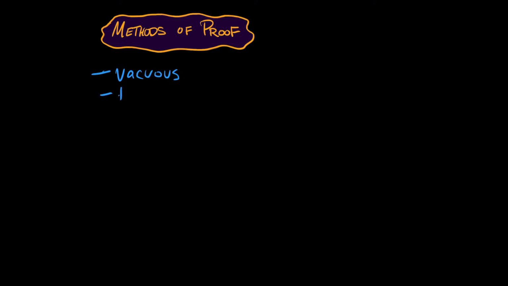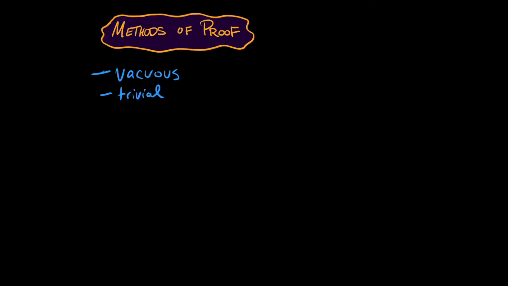Alright, so methods of proof. We already saw vacuous before. And we already saw trivial proofs. So those two are pretty much the easier two types that we see. And actually, we don't even really see them that much. But they're important to know because they're based off of the truth table for if P then Q.